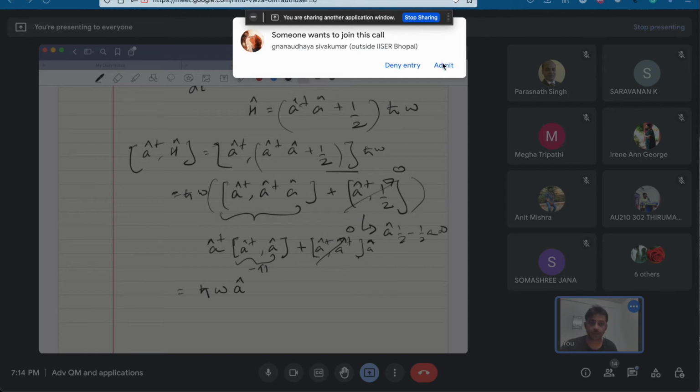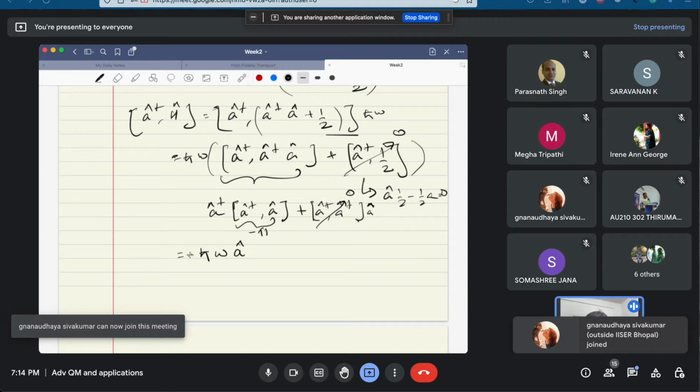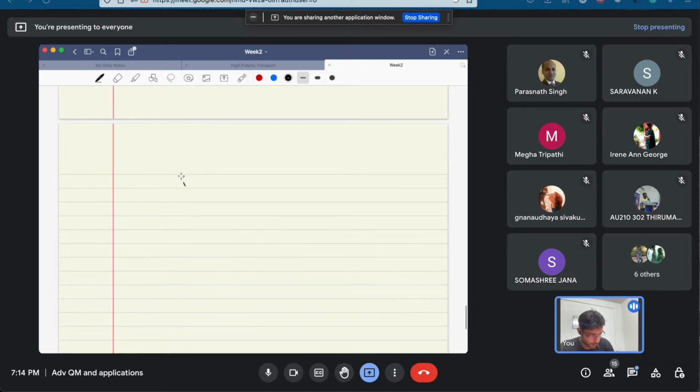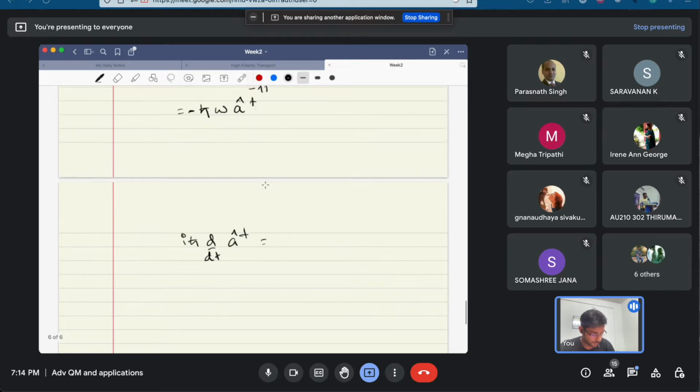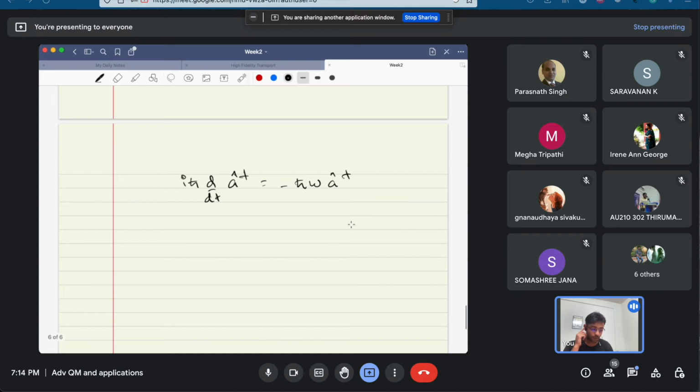So we have minus h bar omega a dagger. Now solving it, we have i h bar d/dt of a dagger equal to minus h bar omega a dagger. You are already familiar with how to solve this. You can just take the a dagger below and take dt on the other side. This is, I believe, familiar to all, and you just integrate them.